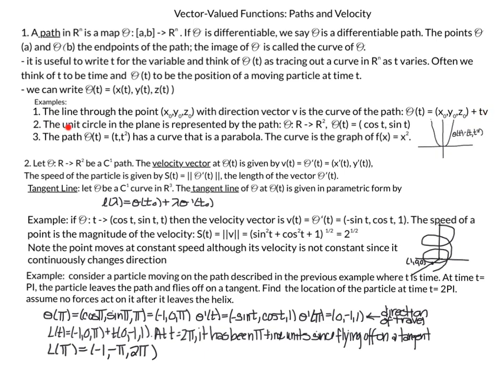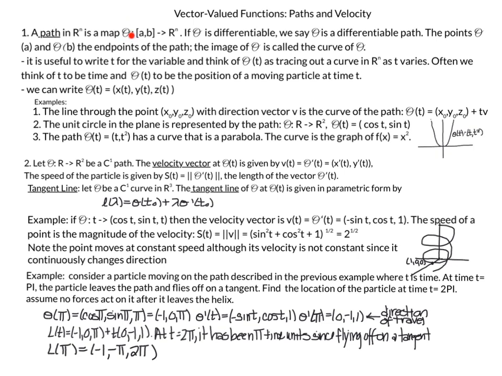We had another example, the unit circle in the plane, represented by the path sigma of t equal to cosine t, sine t. And then last, we had the path t, t squared, and that was a curve that was a parabola. You can see this is a parabola because this is the x-coordinate and this is the y-coordinate, and this tells us that y is equal to x squared. So it's essentially the parabola y equals x squared.